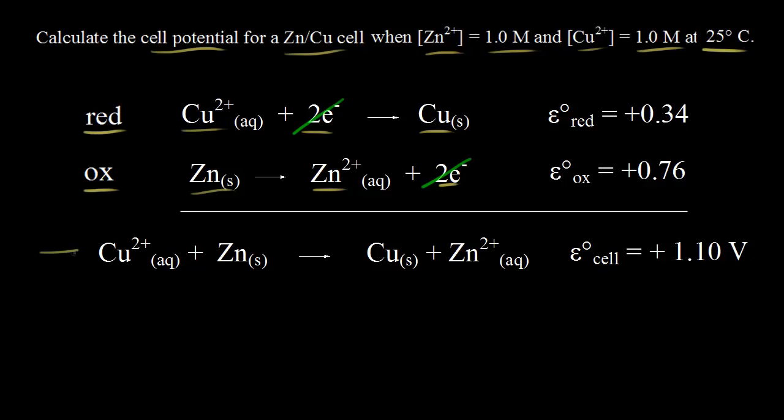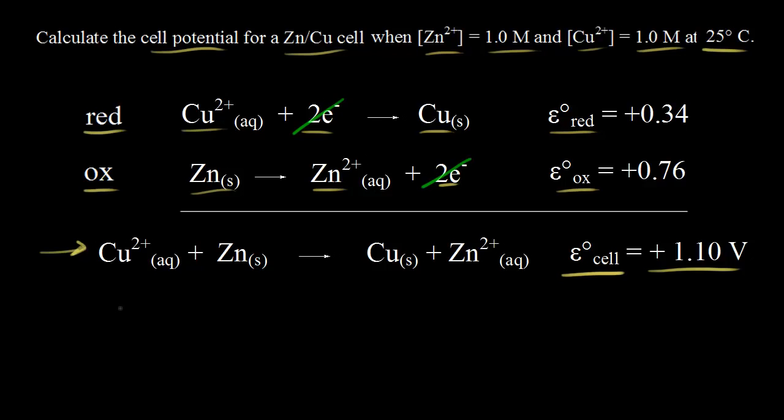So down here we have our overall redox reaction. And the standard cell potential is equal to positive 1.10 volts. So you just add the standard reduction potential and the standard oxidation potential. All of this we've covered in earlier videos. And now we're going to see how to calculate the cell potential using the Nernst equation.